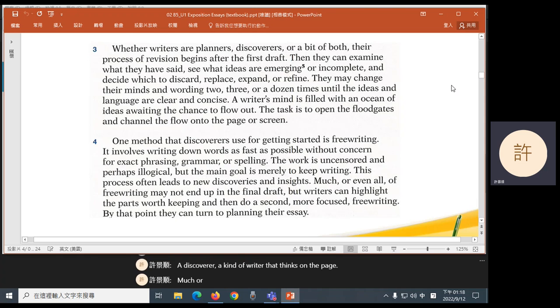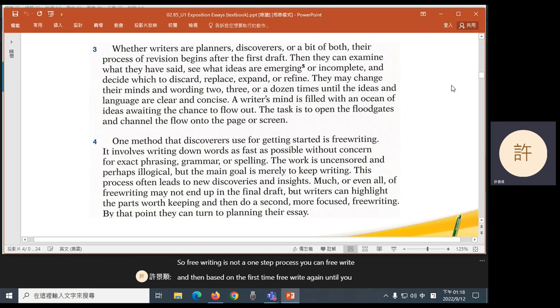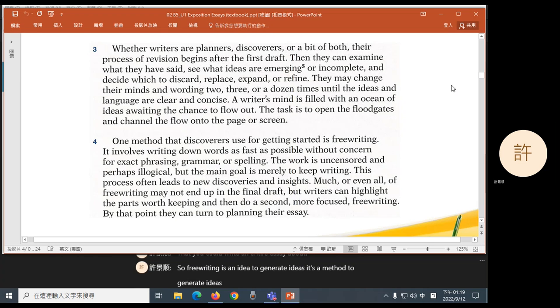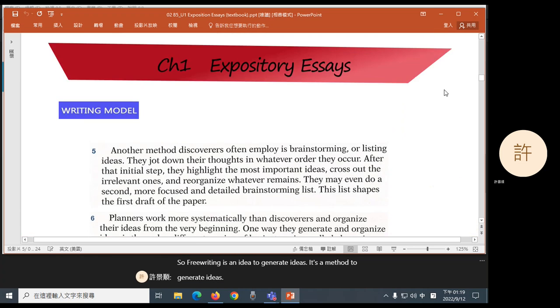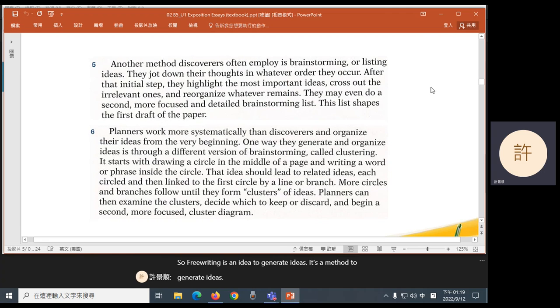Much or even all of free writing may not end up in the final draft, but writers can highlight the parts worth keeping and then do a second, more focused free writing. By that point, they can turn to planning their essay. So free writing is not a one-step process. You can free write and then based on the first time, free write again until you come up with a clear idea that you could write an entire essay about. So free writing is a method to generate ideas. So that's the first method, free writing.